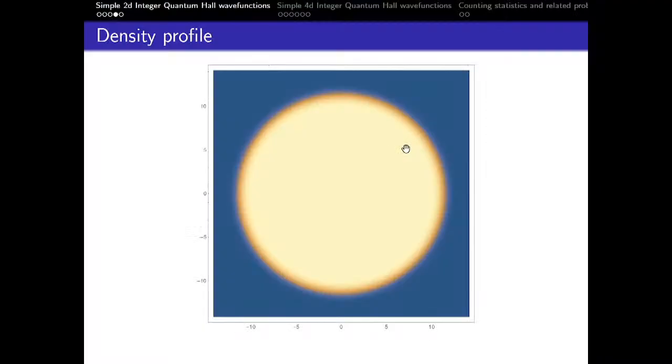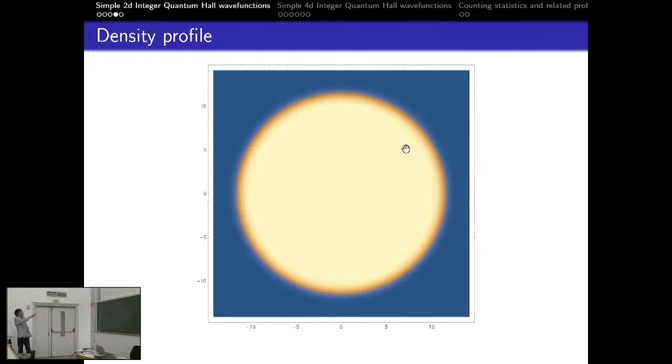Here I just show a picture. Really, this is what I'm talking about. In the next few slides I plot the density profile for this problem. Yellow means maximum density, and blue means 0. There is a color code, and you see it's almost constant density, and then at the edge it reasonably quickly goes to 0.